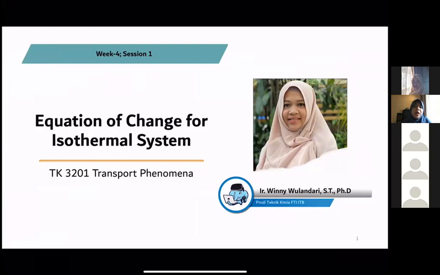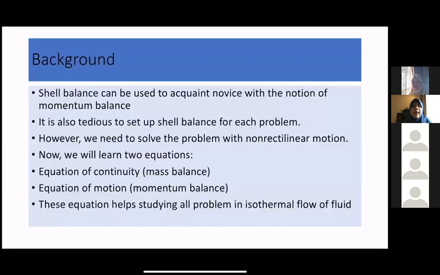Okay, so now I would like to start the third chapter, which is about equation of change for isothermal system. So we consider the system is isothermal, the temperature is the same, that means the properties also don't change. So even the rho, the density, and the viscosity, we can consider constant. Okay, so this is the background.